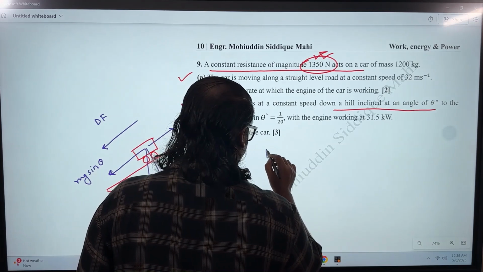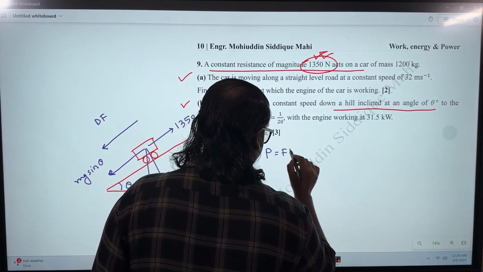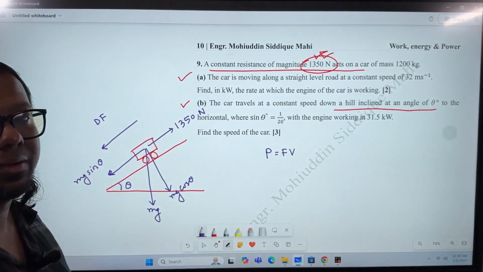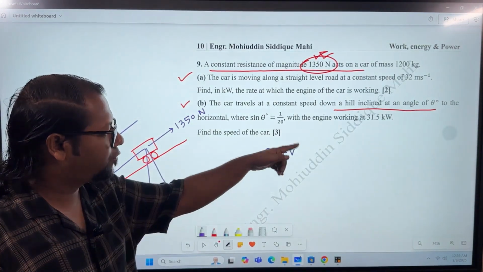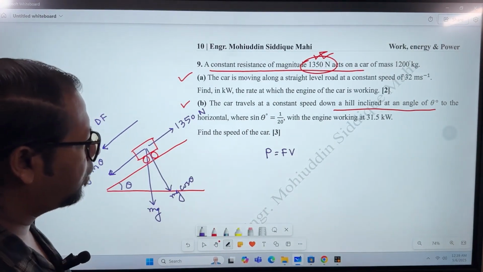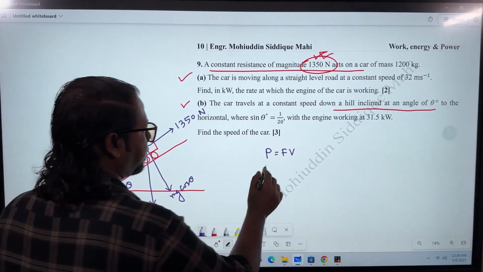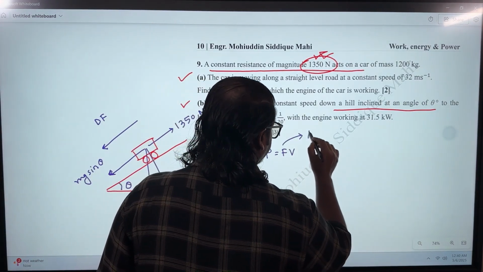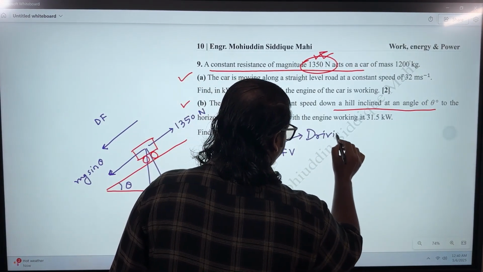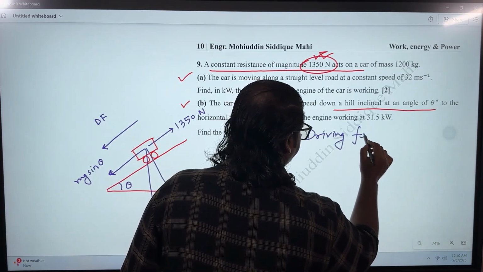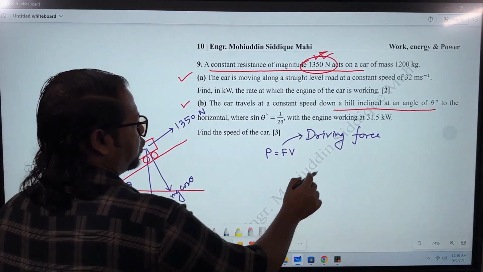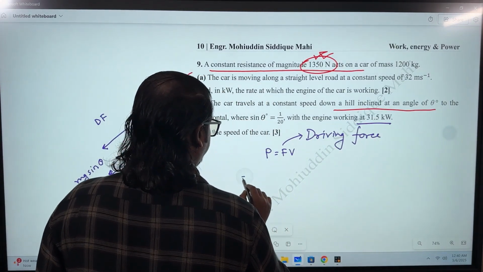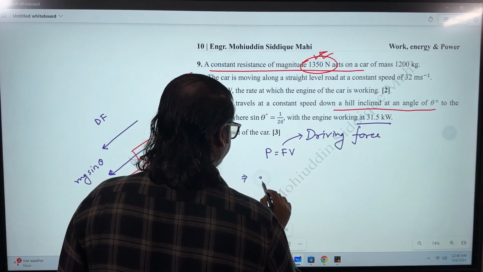We should use P equals FV. Why? Because it was moving at a constant speed. When something is moving at a constant speed, you can use this formula: P equals force into velocity, but that force is the driving force. So what was the power of the engine? 31.5 kilowatt. We will convert it into watt.